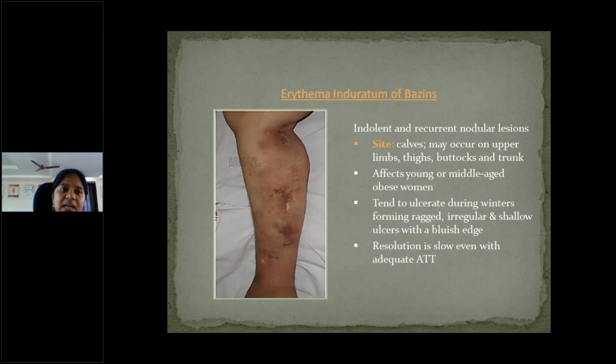And erythema induratum of Bazin: indolent and recurrent nodular lesions. The sites are the calves, and it may also occur on the upper limbs, thighs, buttocks, and trunk. It affects young or middle-aged obese women. It tends to ulcerate during winters, forming ragged, irregular, and shallow ulcers with a bluish edge. Resolution is slow even with adequate ATT.